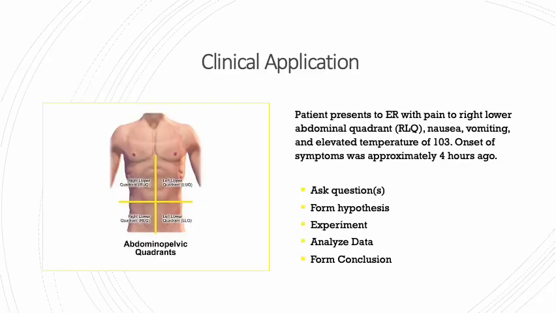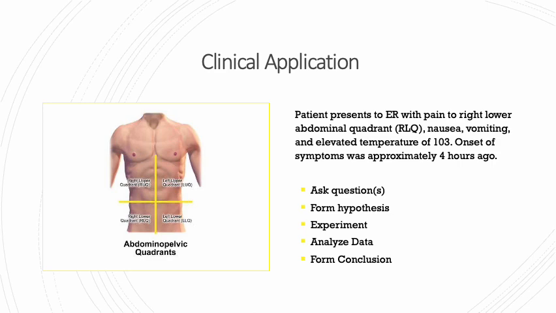So let's take the scientific method into the clinical scenario. A patient presents to the ER with pain to the right lower abdominal quadrant. Their right lower quadrant, which is right of the belly button going down near the groin. Okay, they also have nausea, vomiting, and an elevated temperature of 103. Onset or start of symptoms was approximately 4 hours ago per the patient.